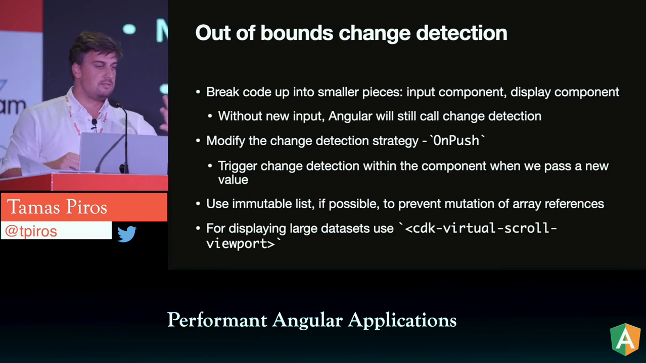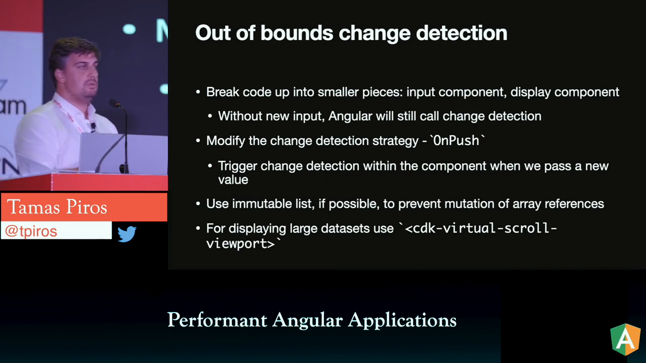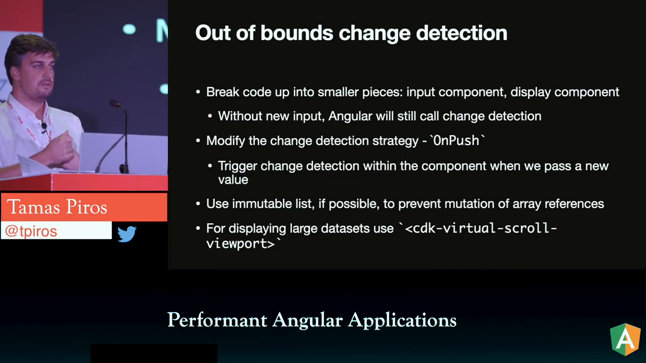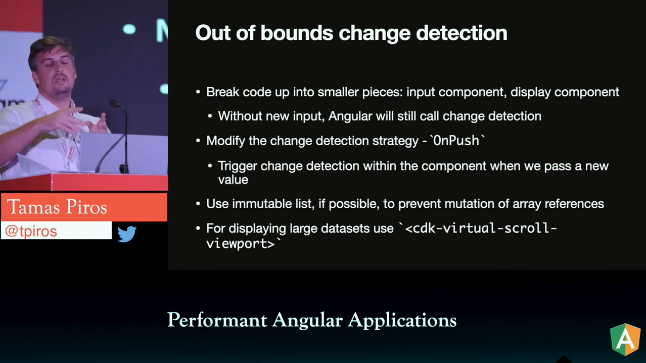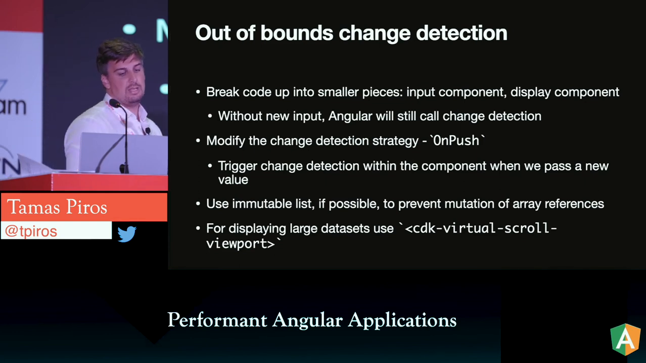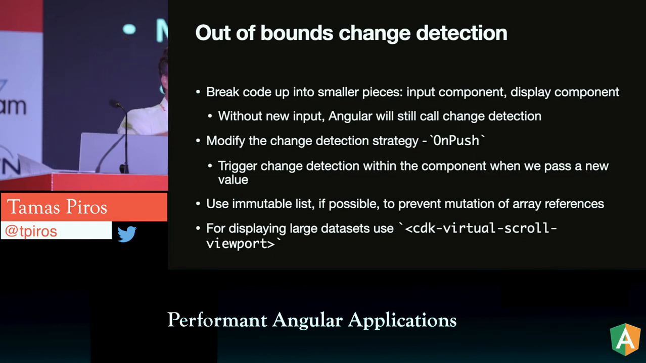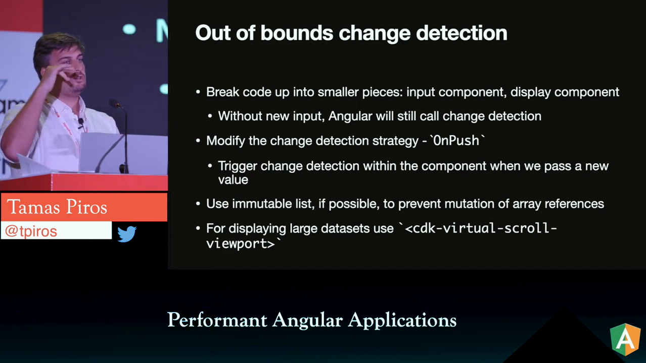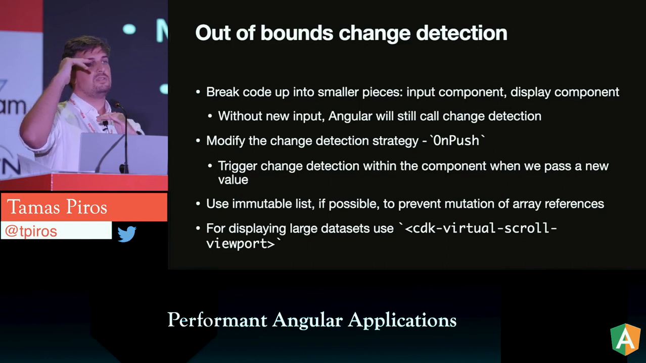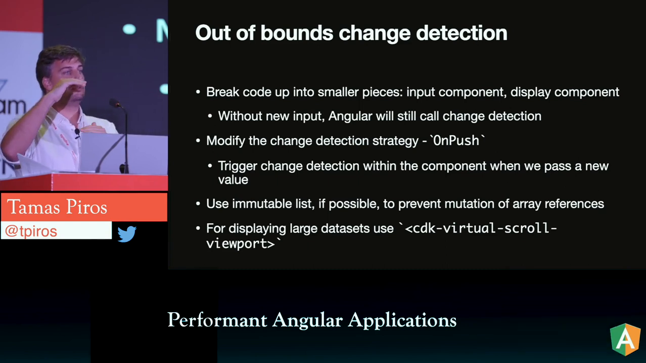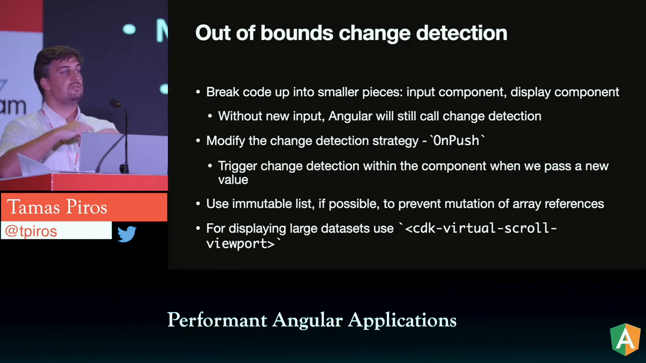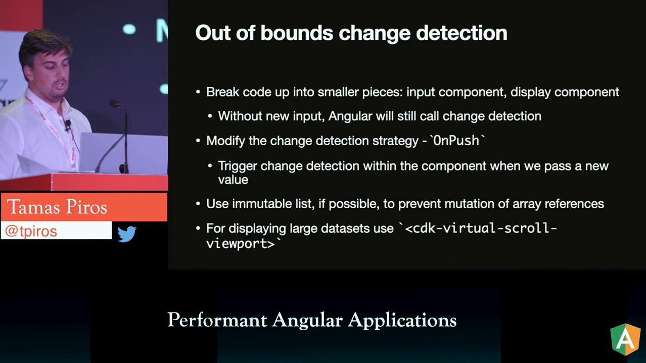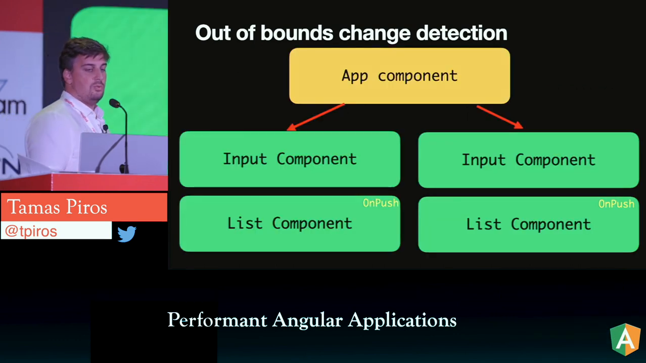Then, as two extra things, you can also use Immutable.js's immutable list, because that will prevent the mutation of your array references. So as opposed to just using an array of objects to display the data, you can use the immutable list. And as another extra thing, you can look into using the virtual scroll viewport, with which you can make sure that a smaller subset of the data gets loaded initially in your Angular application, and as you scroll, the additional data will load, as opposed to loading everything when the page loads. Okay, so this is how it would look after that.